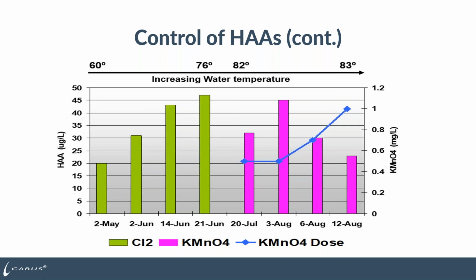You can see here from May to August, their HAAs climb. So early May, they're low, 20 parts per billion. By June, they're up to 45, and they continue to climb. They started to feed permanganate in place of the free chlorine and move it to the back of the plant, and you can see the levels dropped. They increased the permanganate dosage, which is the blue line, and that forced more organics out of the water that were reactive. So you can see in August, the number continued to drop and continue to drop.